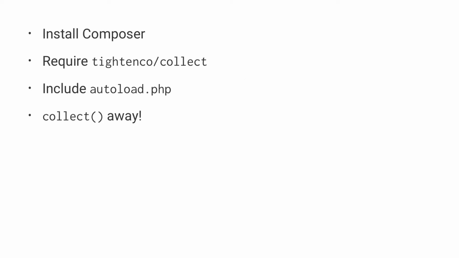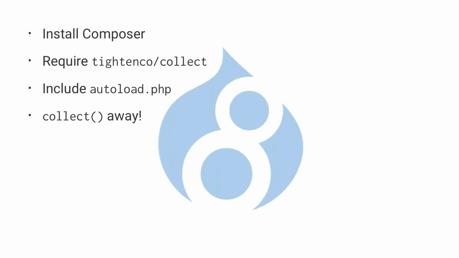So what are the steps to pull this into your own project? First of all, you should install Composer if you don't have it already. Require the Tighten collect library. Include the Composer autoloader in your file, and then start using collections. And that's exactly how I'm doing this, actually, with Drupal 8, with its own composer.json file.